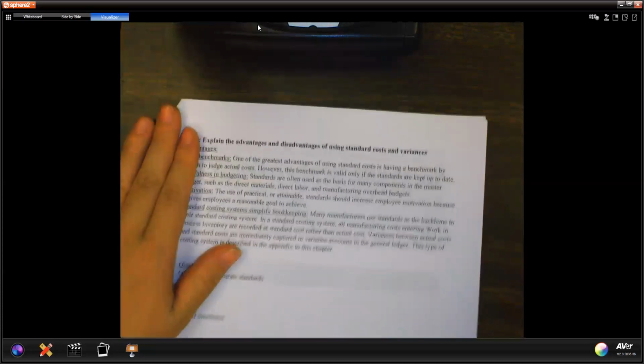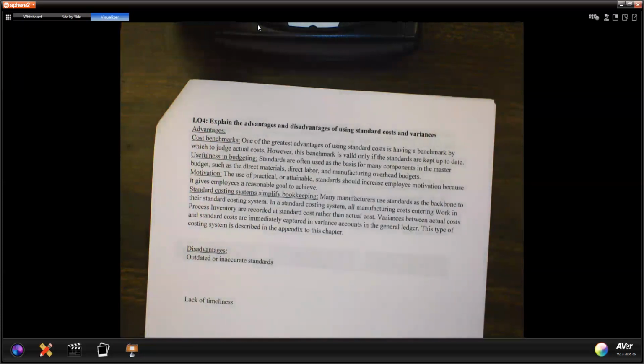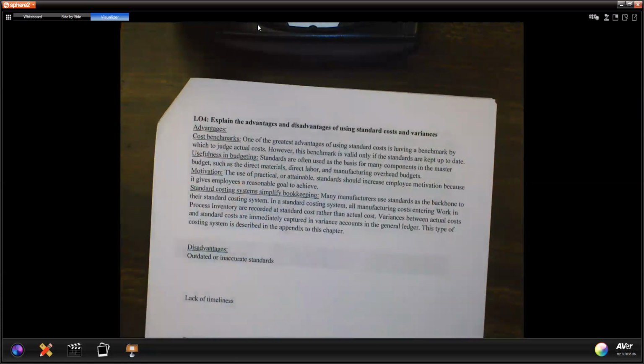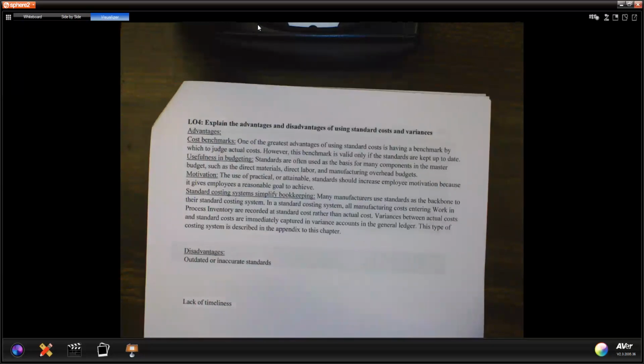Next one, talking about manufacturing overhead. Oh, not there. The advantage and the disadvantage of the standard budget, I also leave this to yourself. Make sure you read the textbook, read the handout. Just get a general idea so you can get the right answer in the multiple choice.